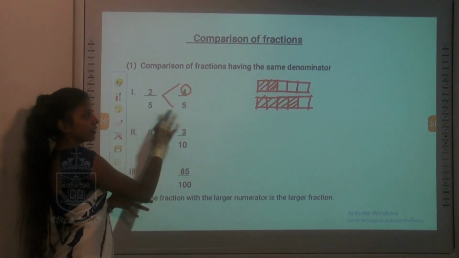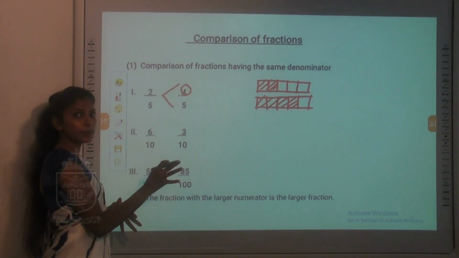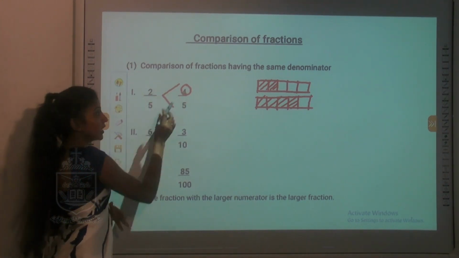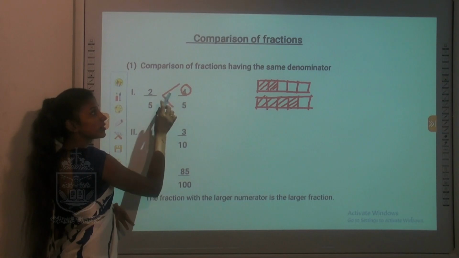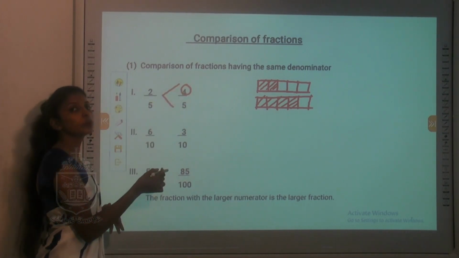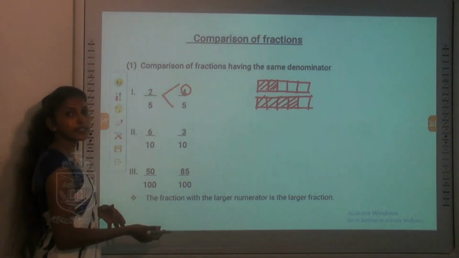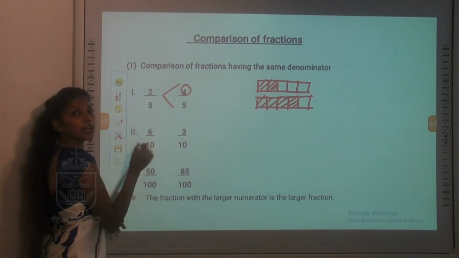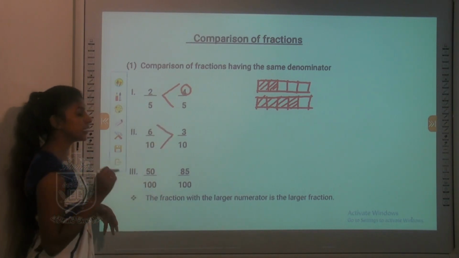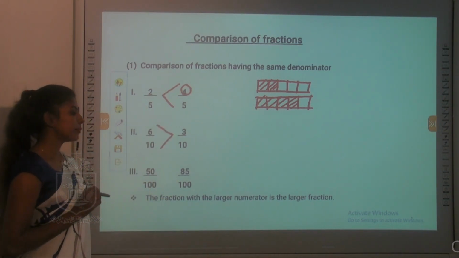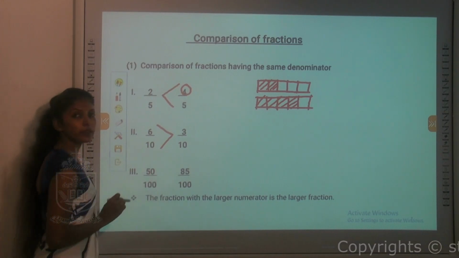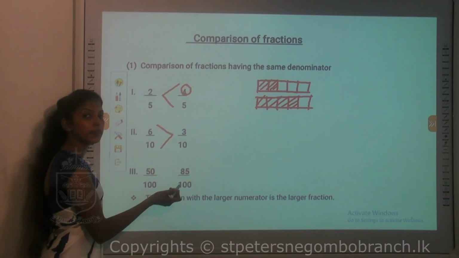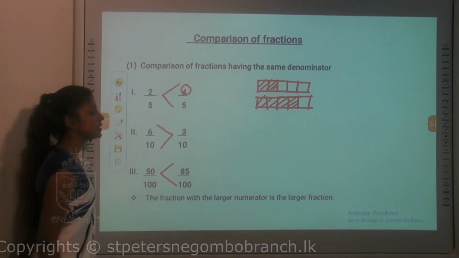Now you all know that only if the denominator is same, this condition is applied. If the denominators are same, look at the two numerator values. If the numerator is large, then that fraction will become the larger fraction. Second example, we know 6 and 3, which is large? 6 is large, so this fraction will be the larger fraction. Third example, we have 50, 85. No need to worry about the denominator since they are the same. So 85 is large, therefore this fraction is the larger fraction.